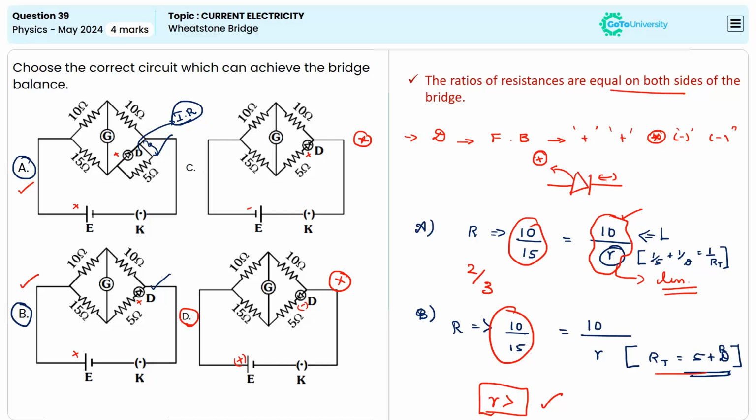So when we are checking option B, we can say the total resistance will become higher because it was connected in series. So here we can say the R value will be high compared to the individual resistance. So that time maybe it will get balanced based on the logic. So here we can say option B will be the correct answer.